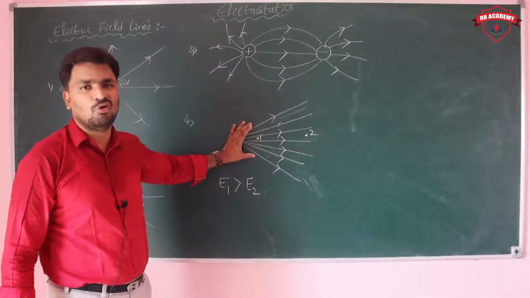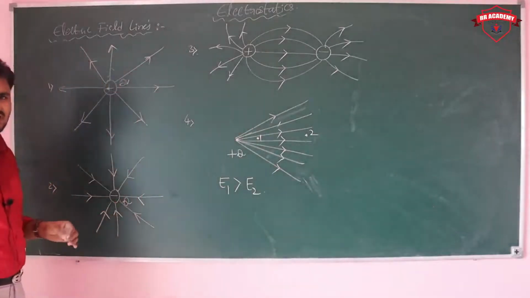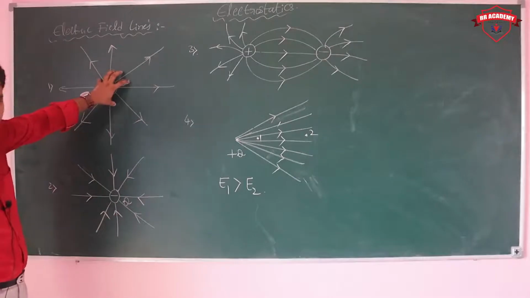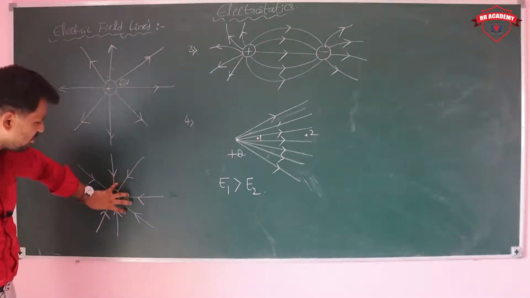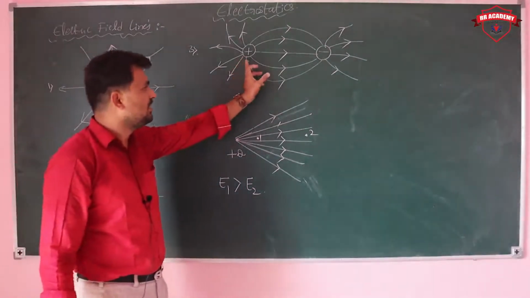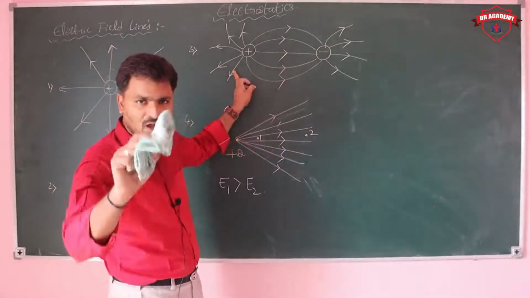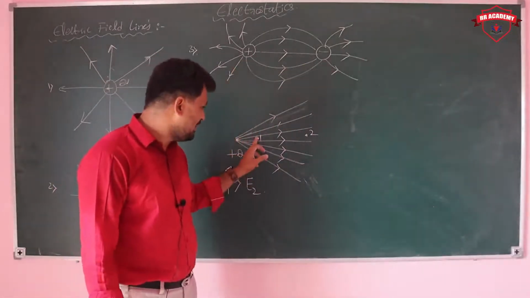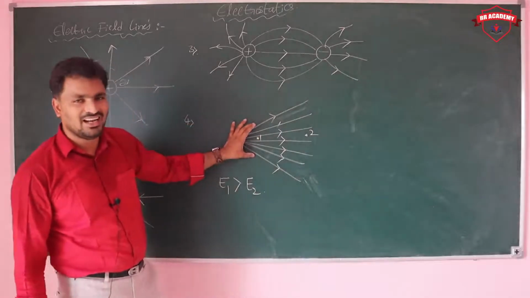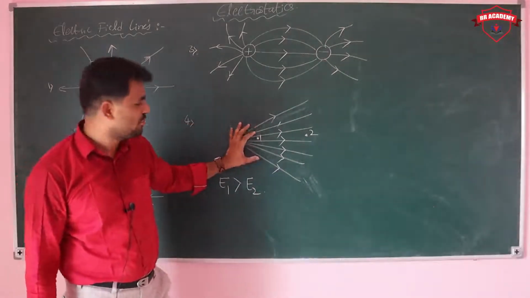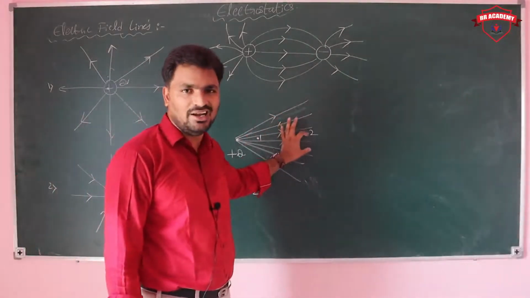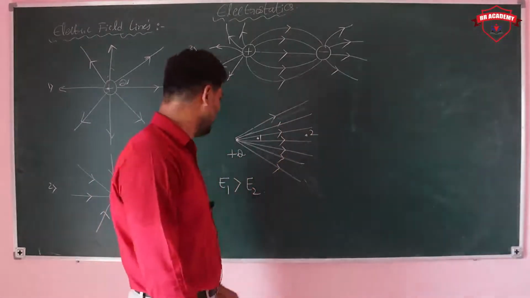Crowded, field strength more. What are the properties? Once again, field lines start from the positive charge and end on the negative charge. They never form a closed loop. And where the field lines are crowded, the electric field strength is more. Where the field lines are wider, the electric field strength is less.